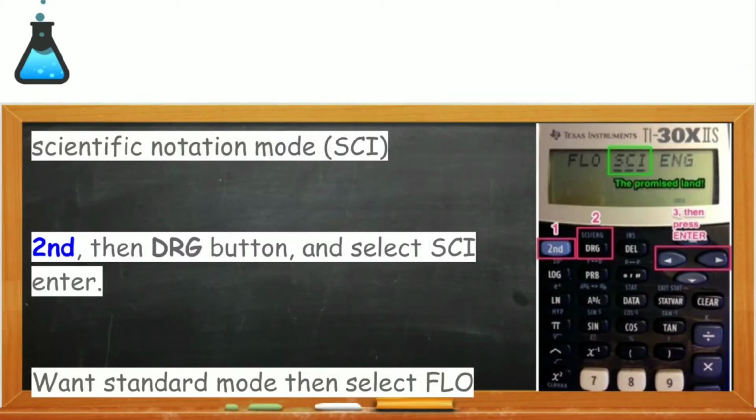When you have a calculator like this, you can use the calculator to easily switch between standard mode and scientific notation mode. What you'll want to do is just hit second and the degree button, and you can switch between the two.